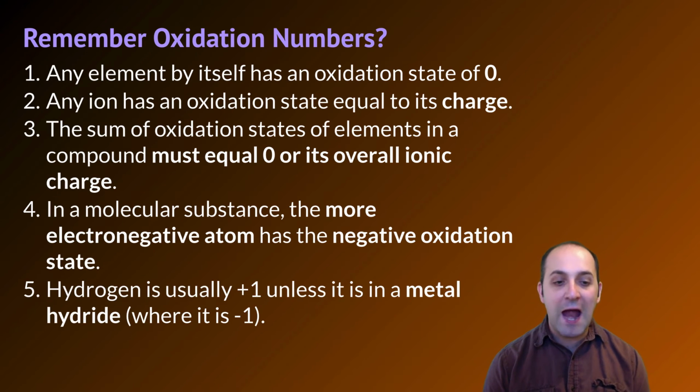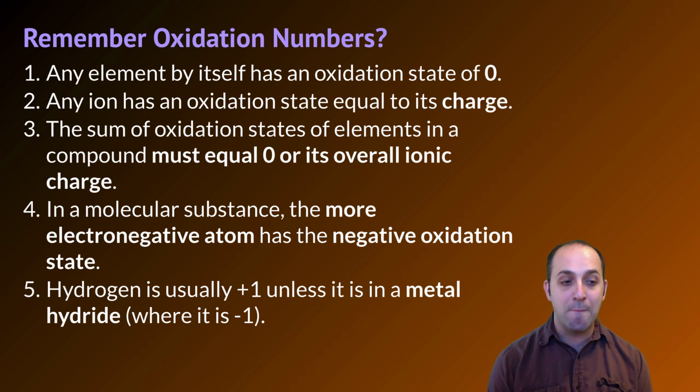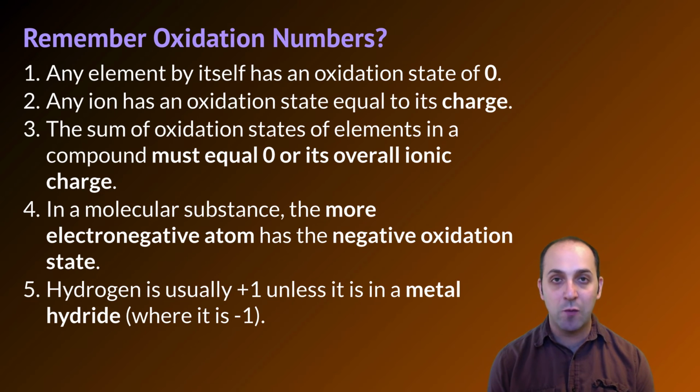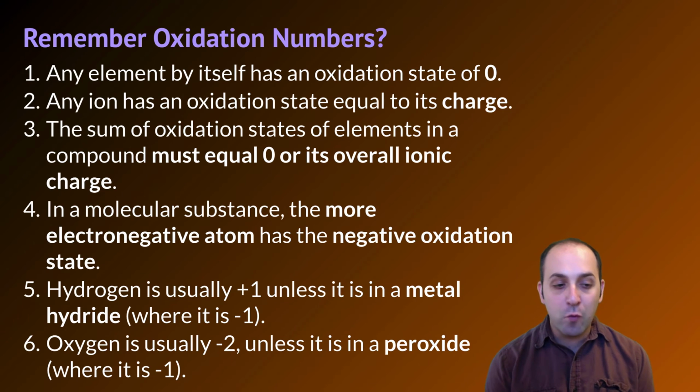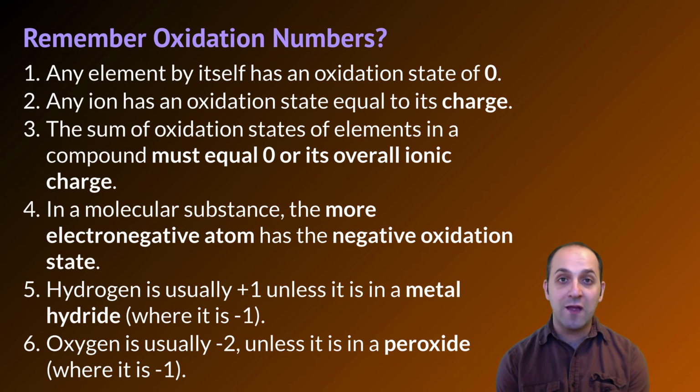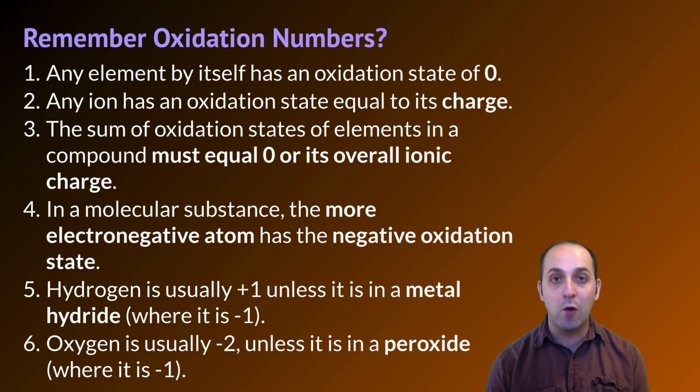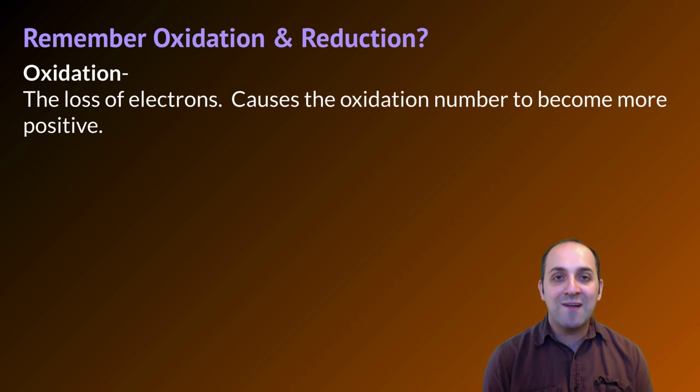The first is that hydrogen is usually given an oxidation state of +1, unless it's in a substance called a metal hydride, unless it's attached to a metal, in which case it's got a -1 oxidation state, as its electronegativity will be higher than that of the metal. And our last rule is that oxygen is usually -2 unless it's in a substance called a peroxide, where it will be -1.